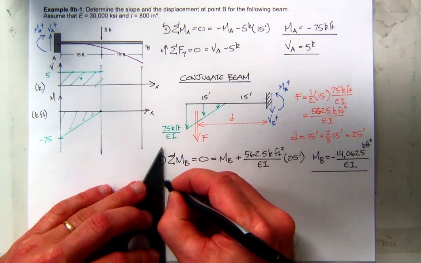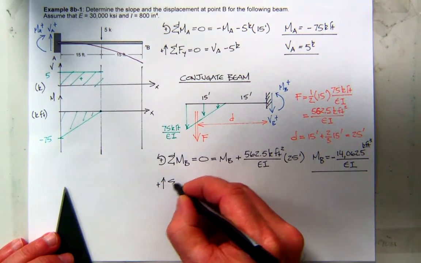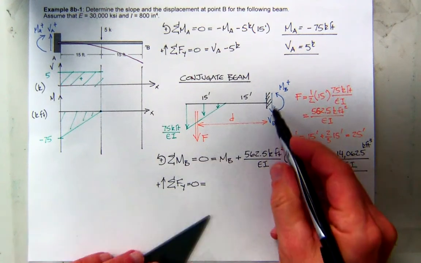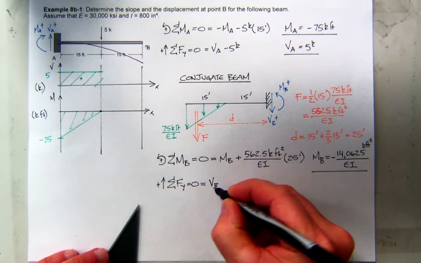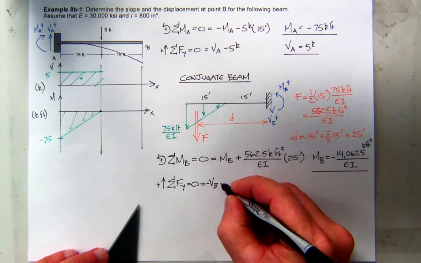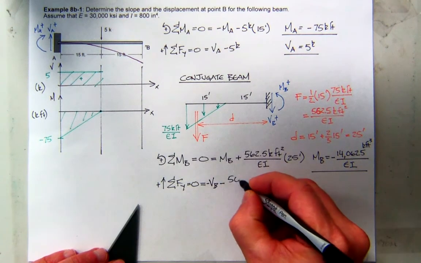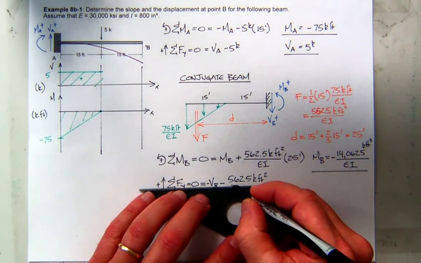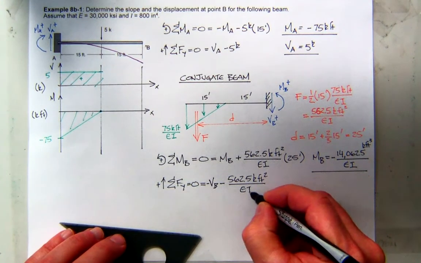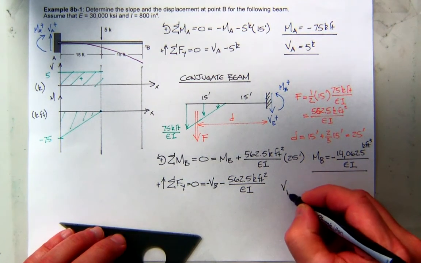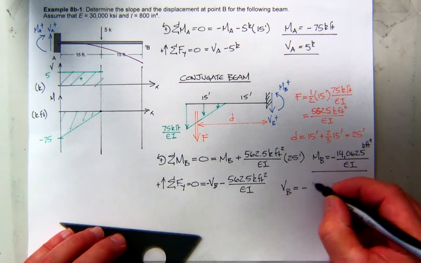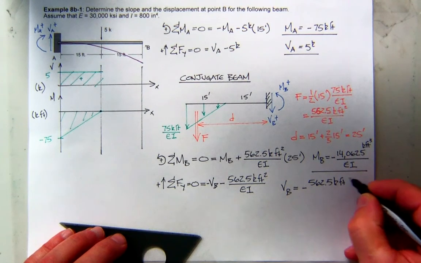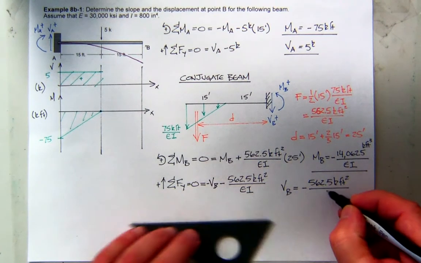And then to find my shear force, I'll simply sum forces in the y direction. So looking at the y direction, my shear at B is down. My force is down. 562.5 kip feet squared. So it looks like my shear at B is equal to negative 562.5 kip feet squared divided by EI.